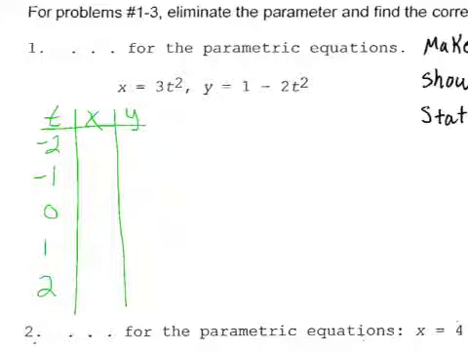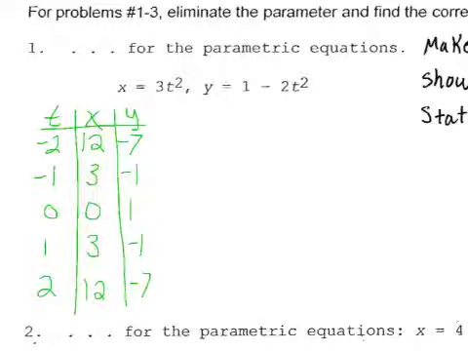And when we plug -2 into the x equation, it looks like we're going to get a 12. And when we plug it in for the y equation, it looks like we'll get a -7. If we plug in a -1, we're going to get a 3 for x and a -1 for y. And then if we plug in a 0, we're going to get a 0 for x and a +1 for y. If I plug in a +1, I'm going to get a 3 and a -1. And if I plug in a +2, I'm going to get a 12 and a -7.